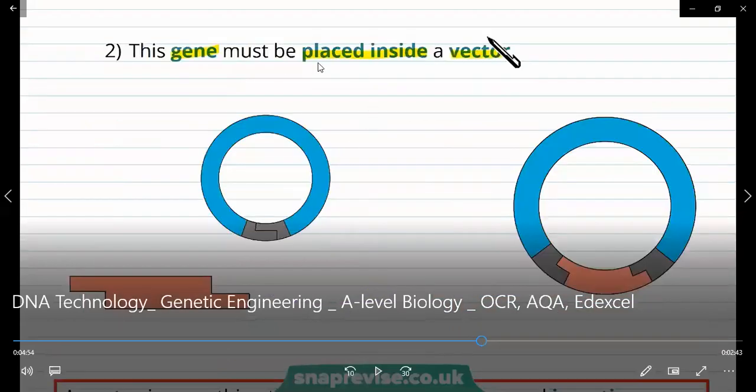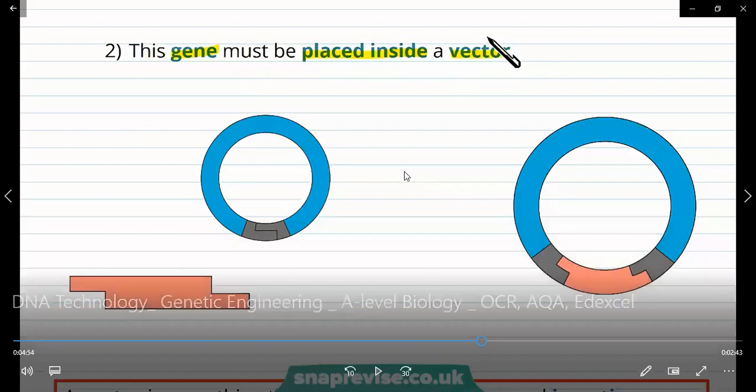Then next, the next process is that we need to find something known as a vector. So we need to put that gene of interest into another structure that has DNA that is known as a vector. Now, the vector basically is going to take our gene up and take it into the organism that we want to put the gene into. So it's just like a vehicle to get our gene into our organism of interest.